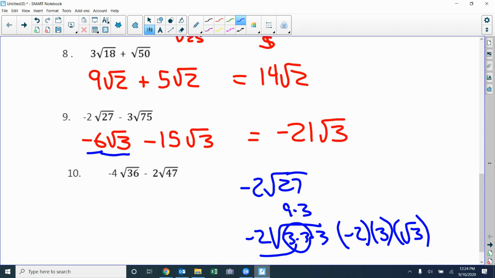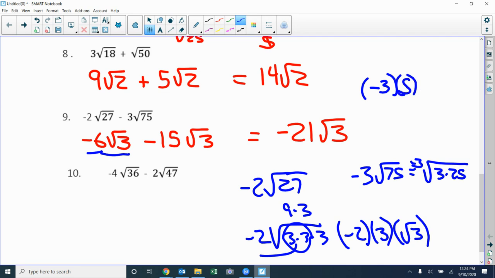Now the other one was a 75. Square root of 75, with the -3 out front. 75 would be 3 times 25. We still have the -3 out front, okay? And 25 comes out, so we're gonna have a -3 times 5 times the square root of 3, and that would give us -15. You follow that, hon?